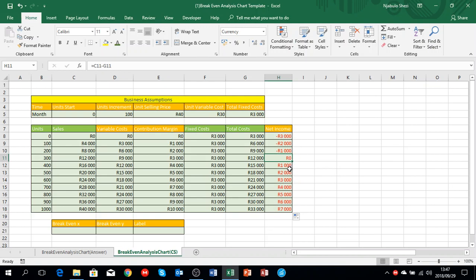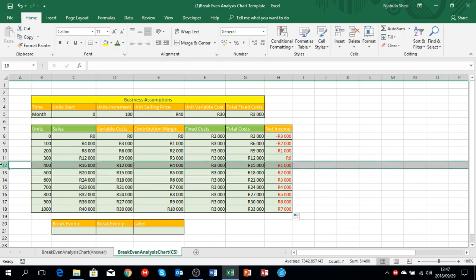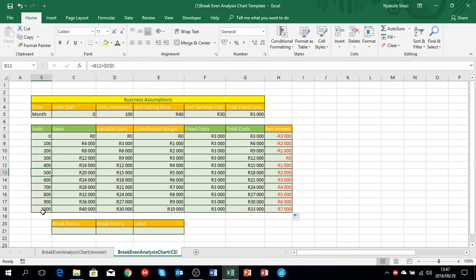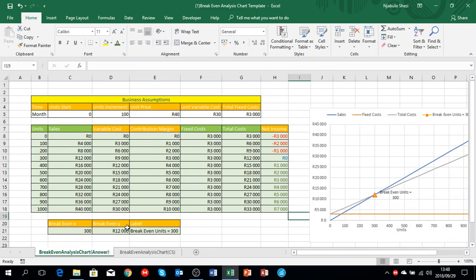And then from 400 units, Usipo is beginning to make a profit. At 400 units, he is making a profit of 1,000 rand. At 500, 2,000, and at 10,000 units, it's 7,000 rand. So let me just change the color of these numbers to green because a profit is green. It's a good thing. So guys, we've been able to populate this table. Remember that this table as well as this table will speak to our graph.